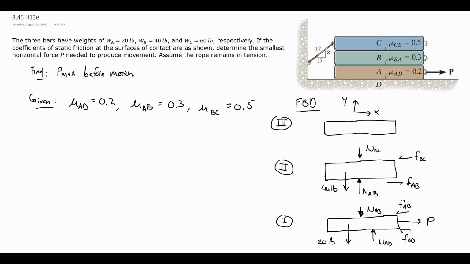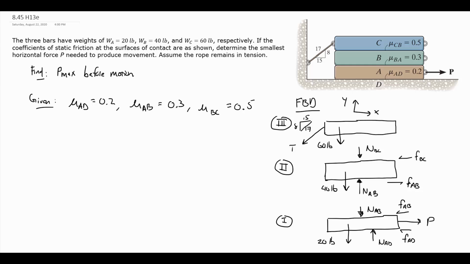Okay, so bar C will have its own weight, and bar C we are told weighs 60 pounds. So we need to include that. Here it's attached to that rope, with some tension in it I will call T. I don't know what it is yet, but I do know the direction of it is going to be along this 8, 15, 17 triangle.